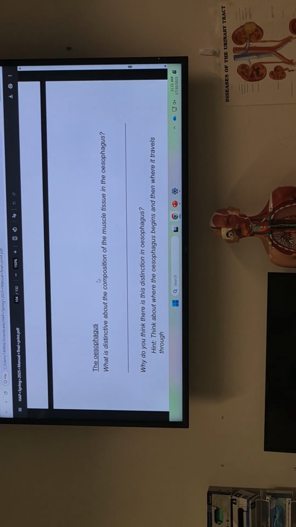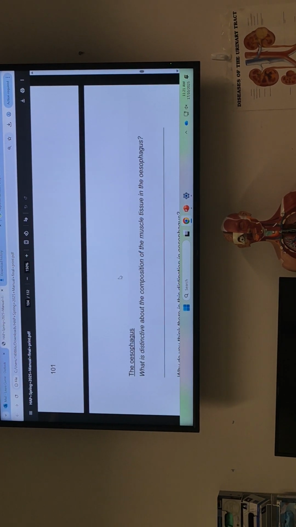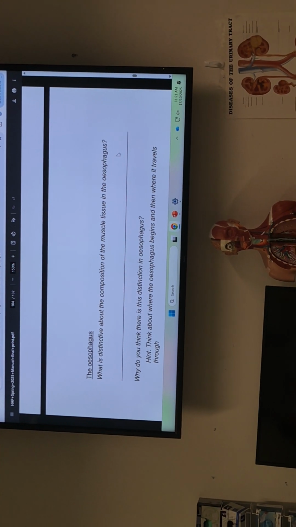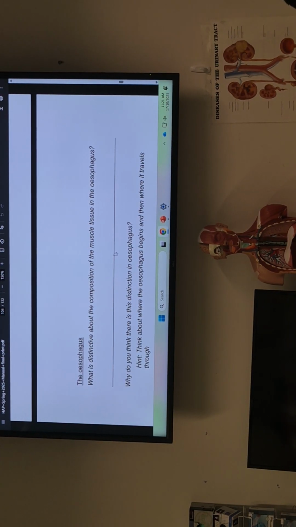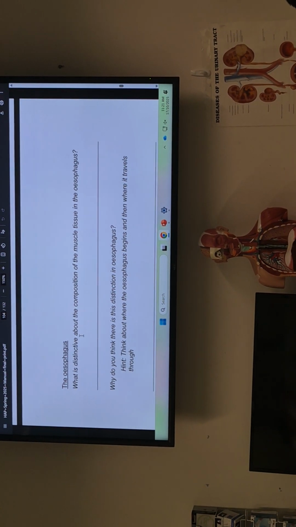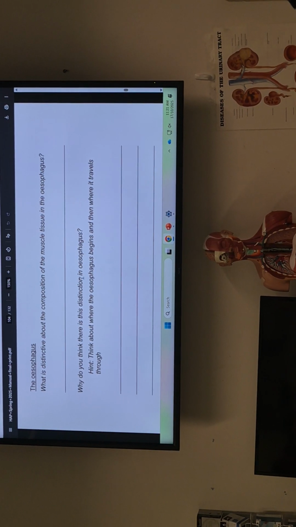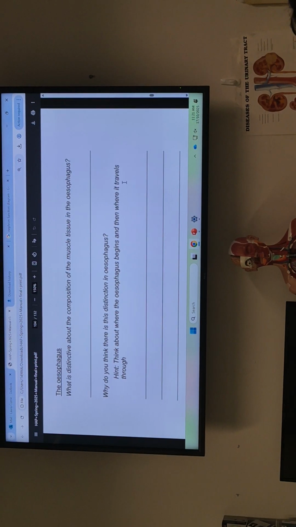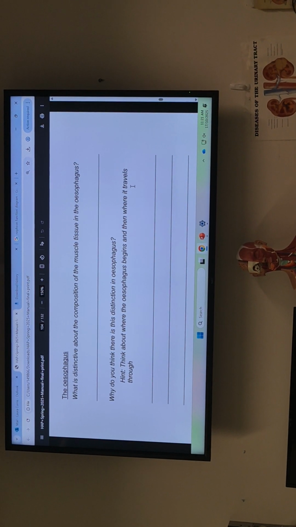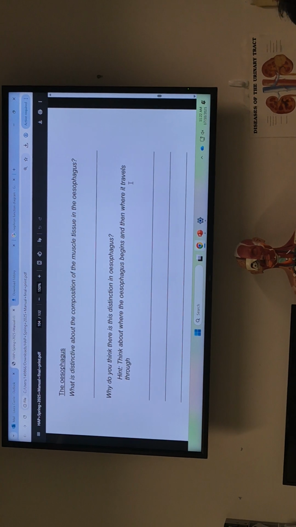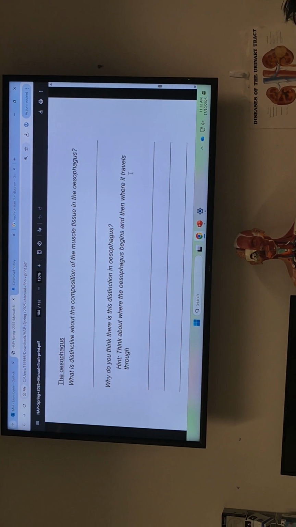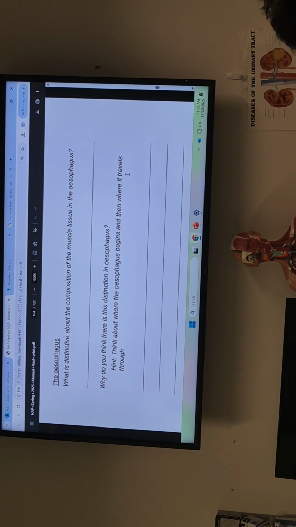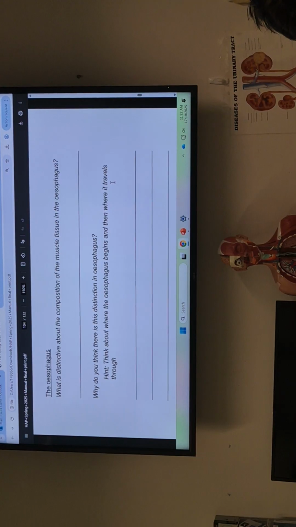Alright, so let's start from the esophagus. What's distinctive about the composition of muscle tissue? Similar to what you'd write for all the other organs, the different characteristics of it, and why there's a distinction in the esophagus. This one's pretty interesting. A lot of the muscle tissue that you find in the GIT is going to be smooth muscle because it is involuntary. It moves and contracts on its own, because obviously we don't control most parts of our body, and that's why they are lined with smooth muscle.